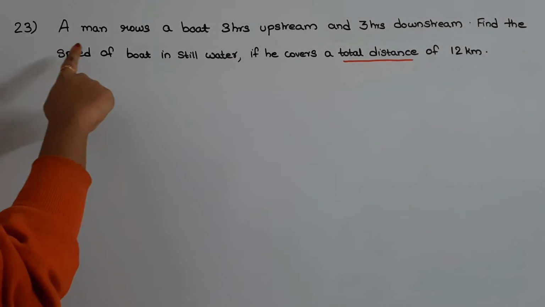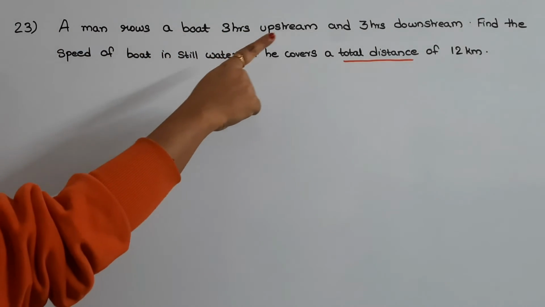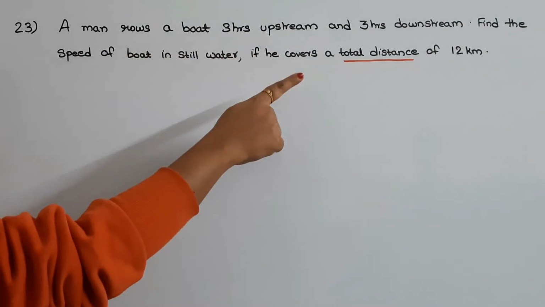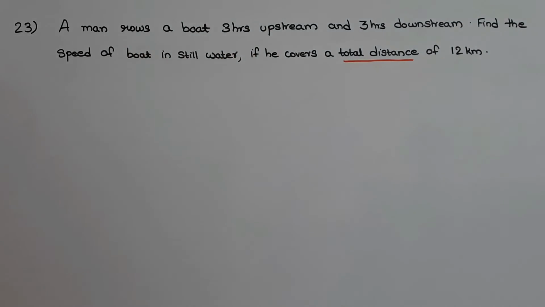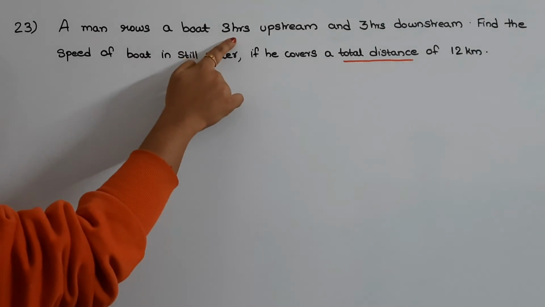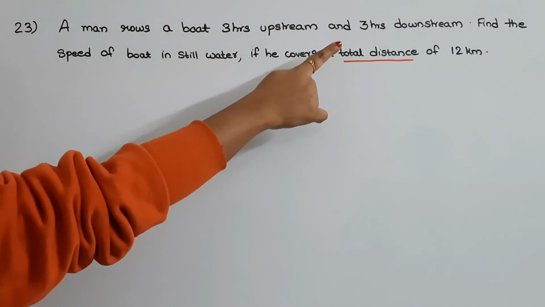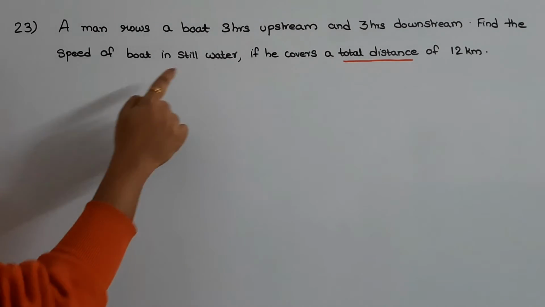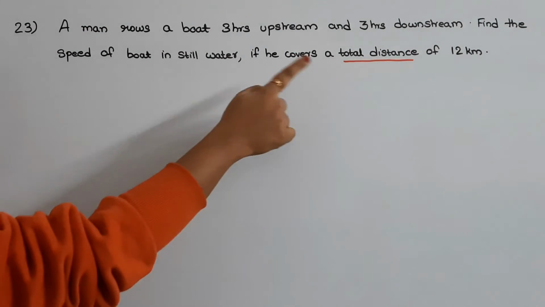23rd question is, a man rows a boat 3 hours upstream and 3 hours downstream. Find the speed of boat in still water if he covers a total distance of 12 km. So in this question, the time taken to go upstream is given as 3 hours and the time taken to go downstream is also given as 3 hours. We need to find out the speed of the boat in still water.